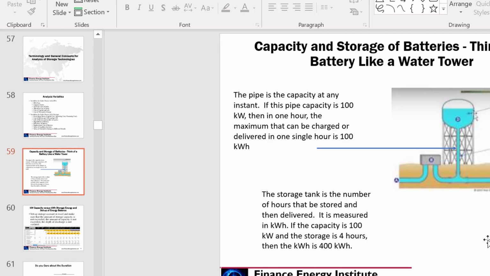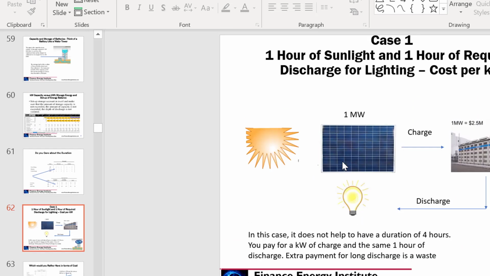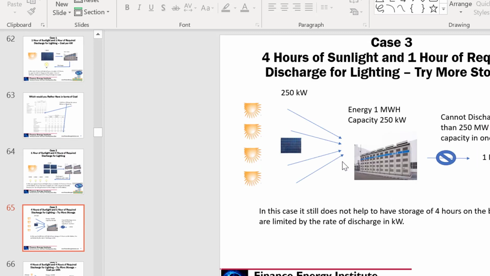Now, what I'm trying to get to finally is really what a battery is. I think I've made another video where somebody rightfully said a battery is like a water tower where you pump up the electricity, you store it for 4 hours, and then you discharge it. This is the capacity. This is the storage amount. Okay, and then I have some notes on the value of having storage versus the value of having capacity. It's a very tricky issue. I find it very tricky.